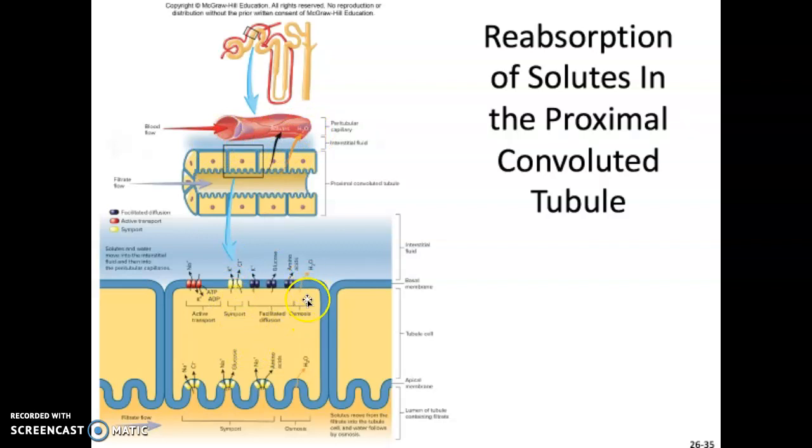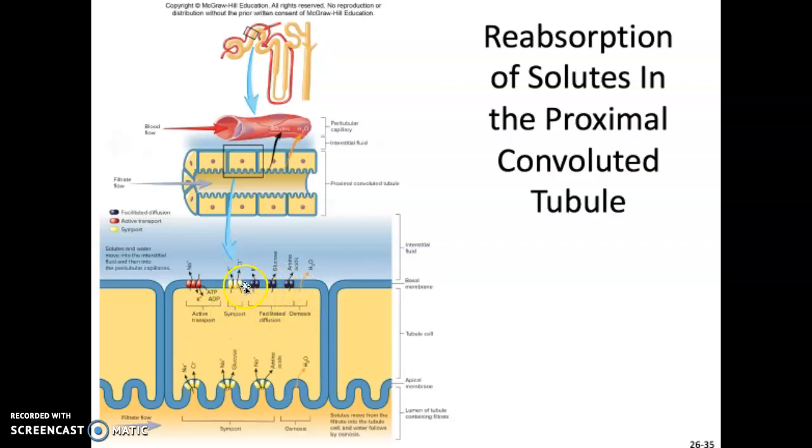The most important one is going to be the osmosis for the water. Remember, here is going to be maybe 65% of the reabsorption. Then we have for glucose, for potassium, and amino acids, we have facilitated diffusion. And remember, these two don't require energy.